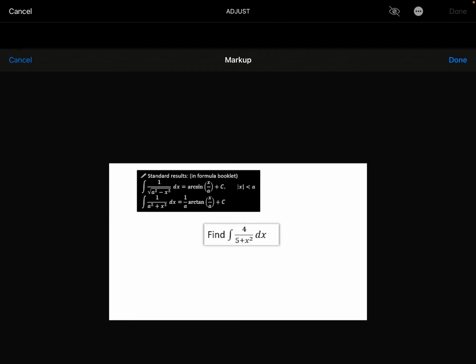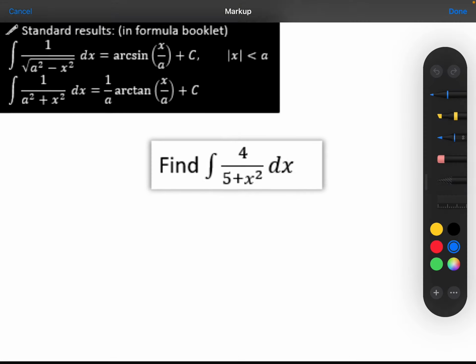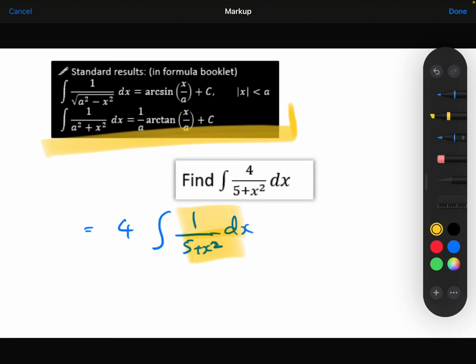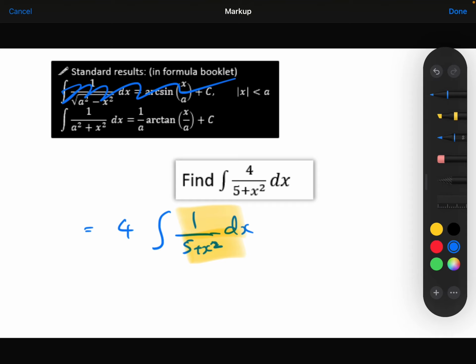So here's the first one. I want to find the integral of 4 over 5 plus x squared. So first thing I'm going to do, I'm going to take that 4 outside. So I've got a 1 on the top. I'm now comparing this to my results at the top here. There's no square root involved in my one, so it is definitely not the arc sine. It's going to be the arctan one.